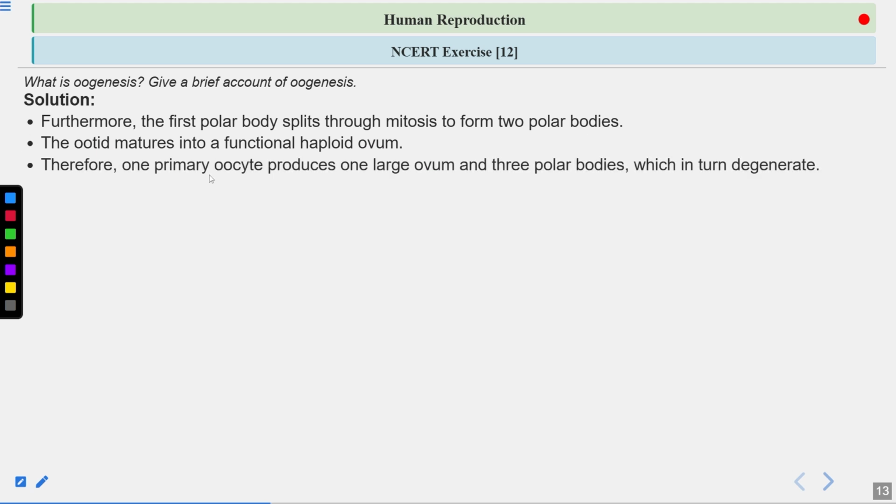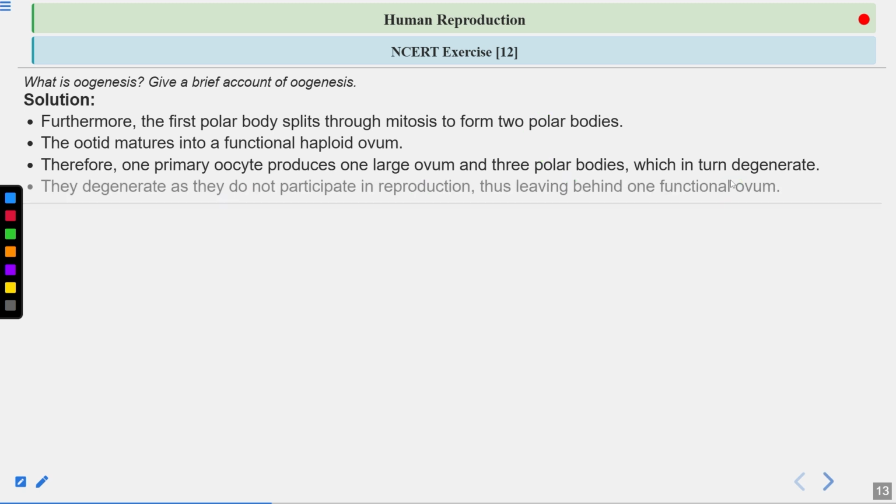Now you can say one primary oocyte produces one large ovum and three polar bodies. How three polar bodies? Because the first polar body differentiates into two polar bodies, so these are two, plus the second polar body. So the total is three polar bodies. And these polar bodies degenerate. They do not participate in reproduction, thus leaving behind one functional ovum only, which is the female gamete.